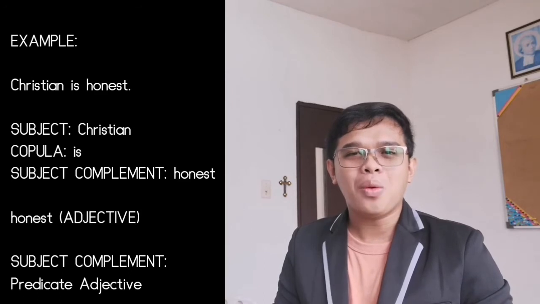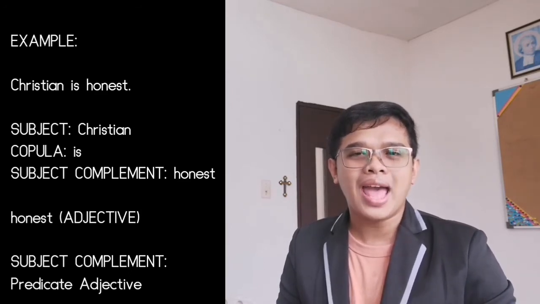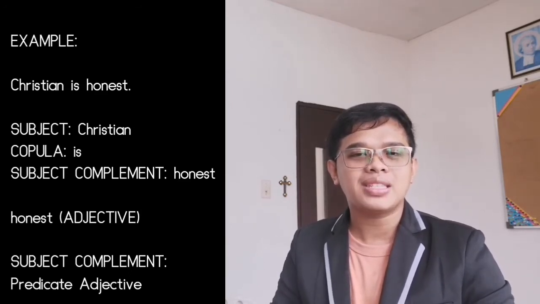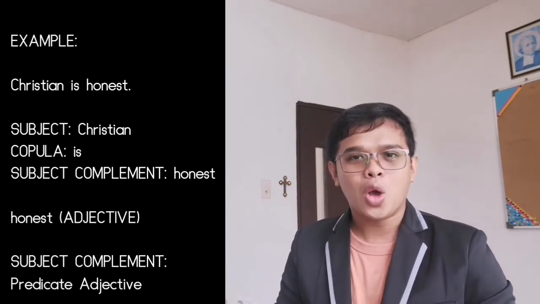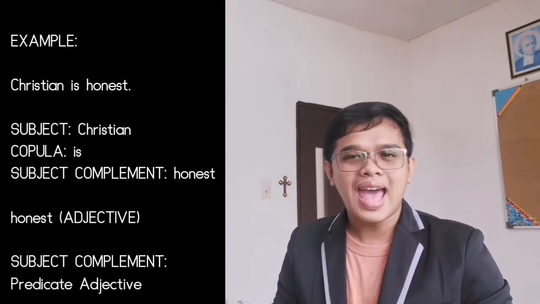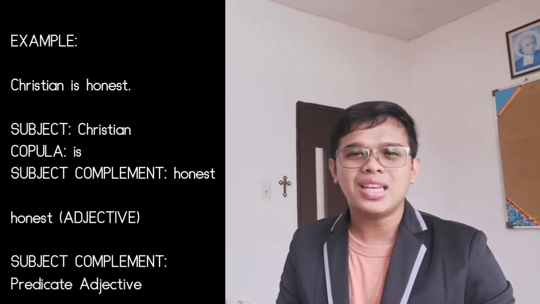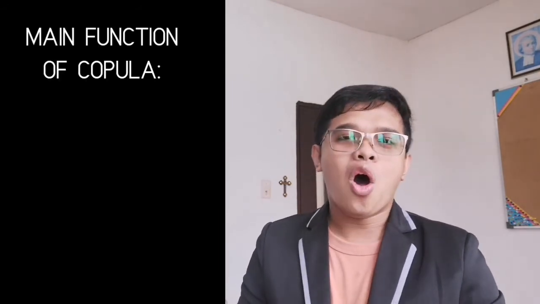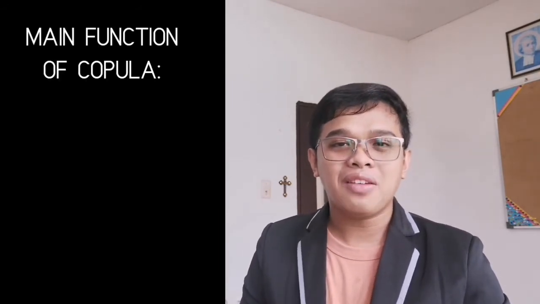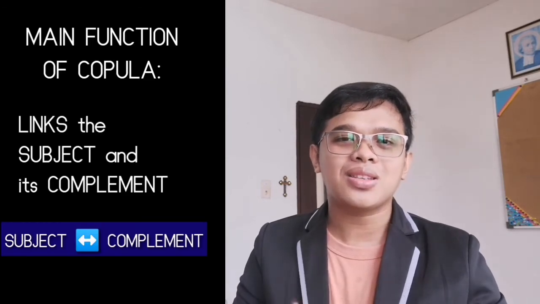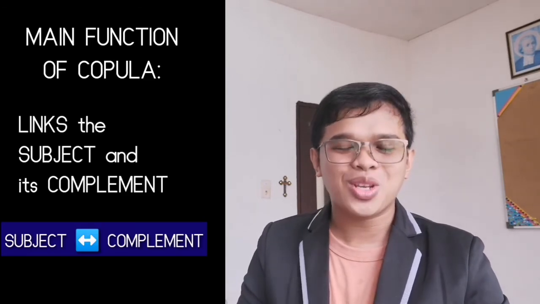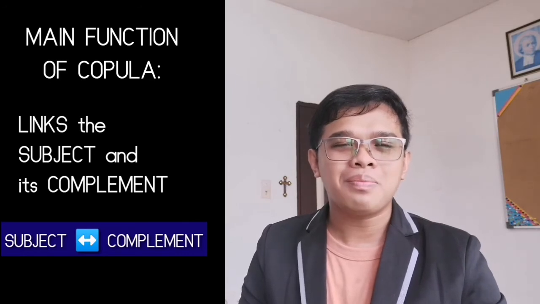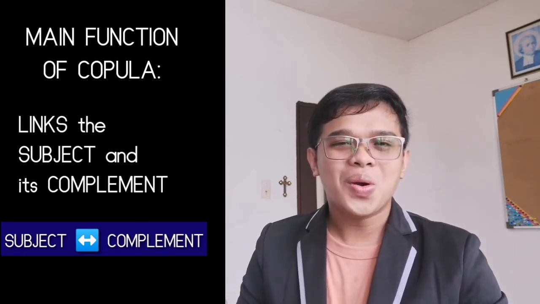Therefore, when our subject is described by an adjective and it is linked by a copula or a verb, we call it the predicate adjective. Again, we call it the predicate adjective. Therefore, we can say that the main function of our copula or our linking verb is that it links the subject and its subject complement. And our subject complement may either be a noun or an adjective.